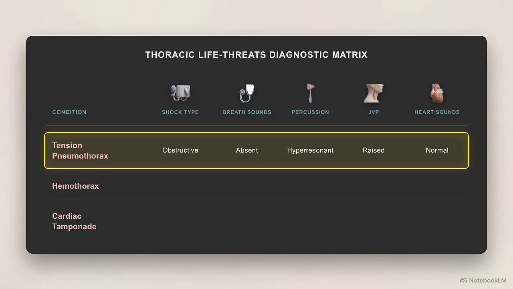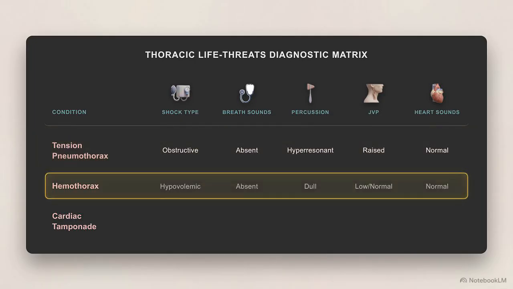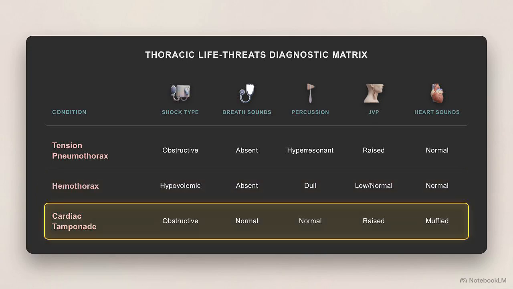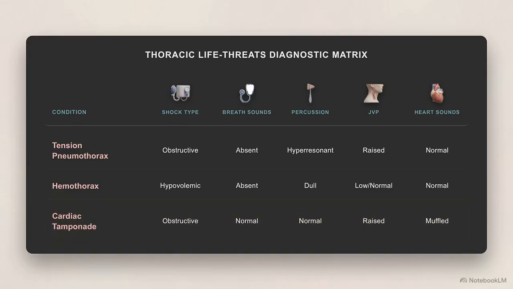Obstructive shock with absent breath sounds, hyperresonance, and raised JVP diagnoses tension pneumothorax. Hypovolemic shock with absent breath sounds, dullness, and low JVP means hemothorax. Obstructive shock, raised JVP, normal breath sounds, and muffled heart sounds indicates cardiac tamponade.